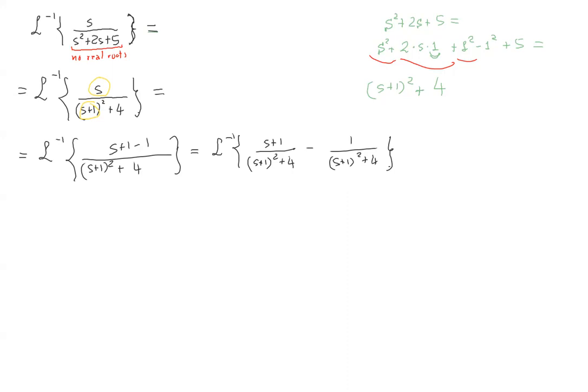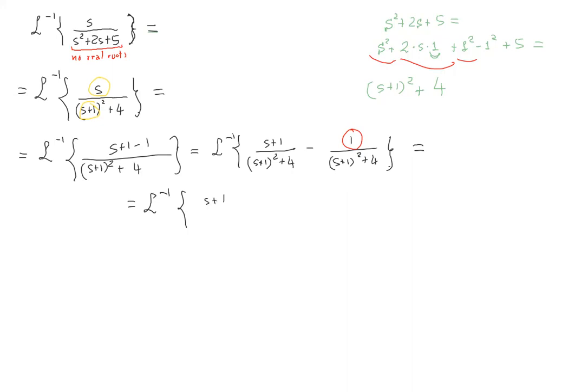What bothers us here is that 1 on the numerator, this number. What would we want to have instead of 1? What would be nice to have? Yes, we would like to have 2. We don't have 2, so what do we do? Not add 2. Be careful here. Multiply and divide. Multiply and divide. Okay, so I will rewrite this as L to the negative 1.